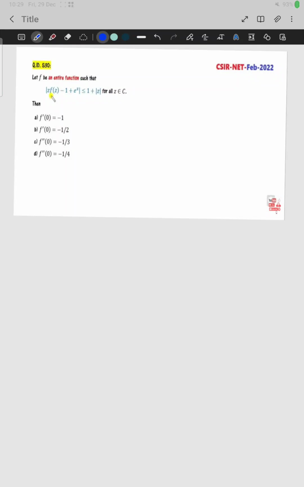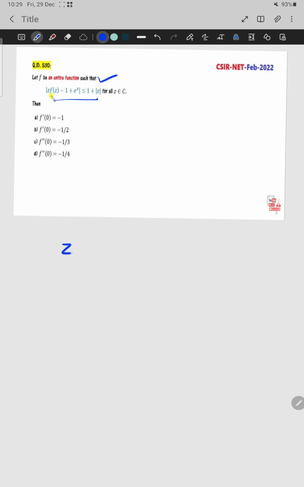Hello everyone, today we will solve a very interesting question from Part C, which was asked in CSIR NET 2022. This is a very interesting question from complex analysis, from the entire function part. What is given here? Here f is an entire function and the condition is given that this one.